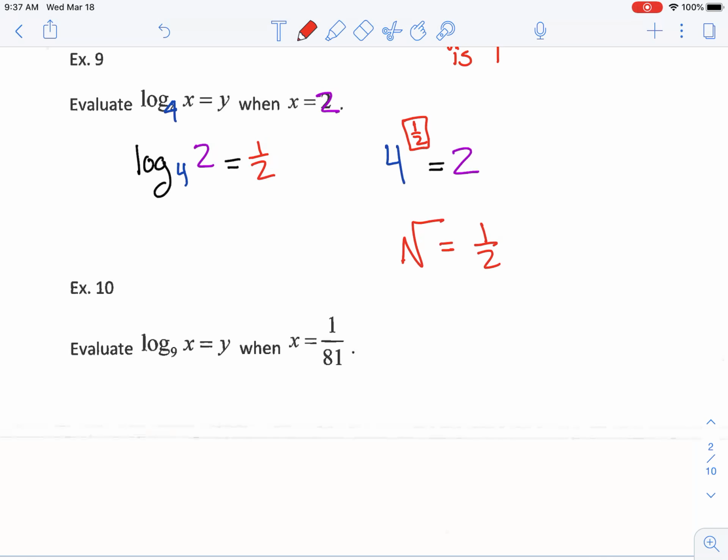Okay? So when you do this on Delta Math, you're going to get y equals 1/2. And they won't even have you type in the y, they'll just have you type in 1/2, because that's the missing piece.